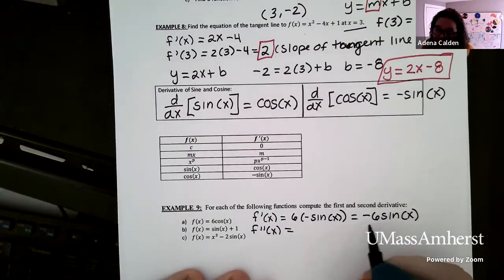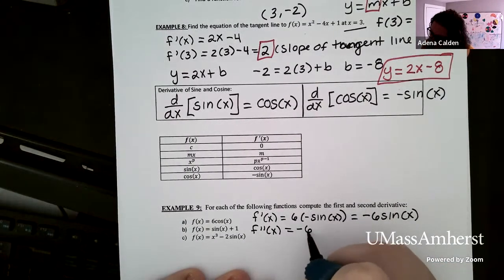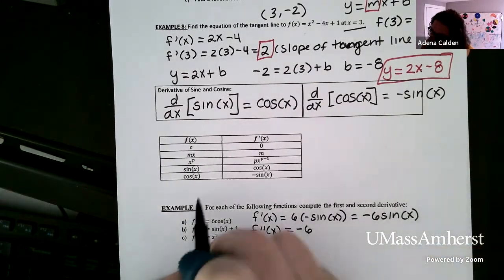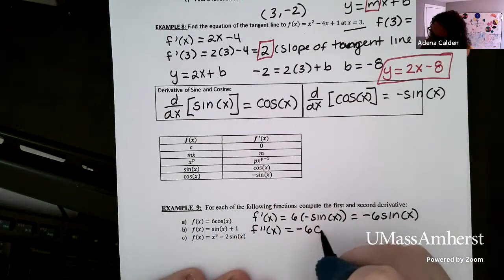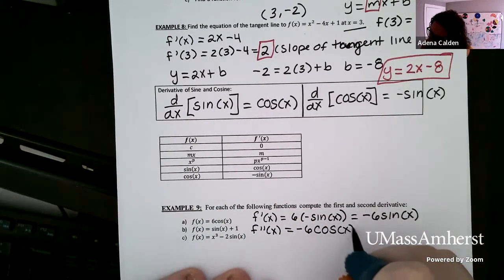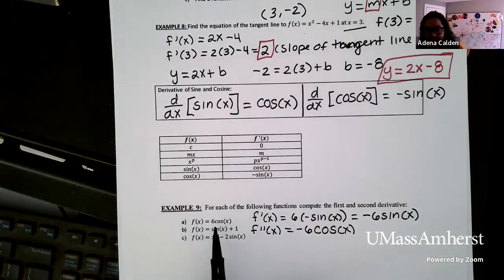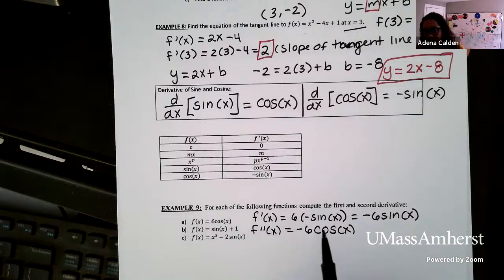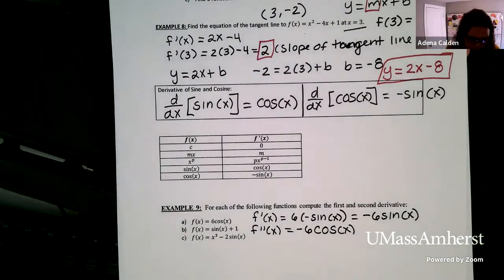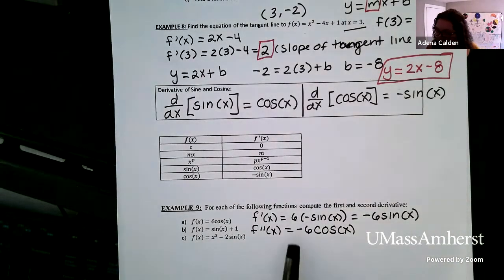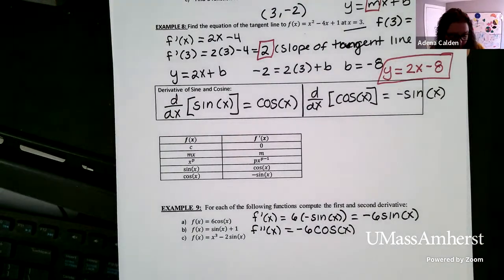Okay. Now for the second derivative here, we still have the constant multiple rule, where now the constant is negative 6. And the derivative of sine x is cosine x. So we get negative 6 cosine x. So you see we get something similar to what we started with, which is pretty expected since we're varying back and forth between sines and cosines, and what's changing is whether they're negative or positive.